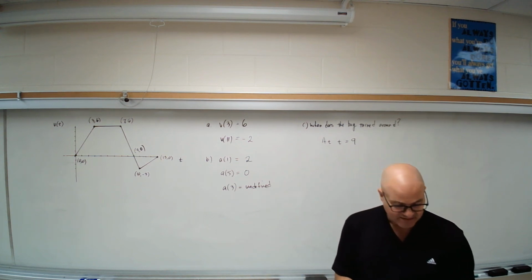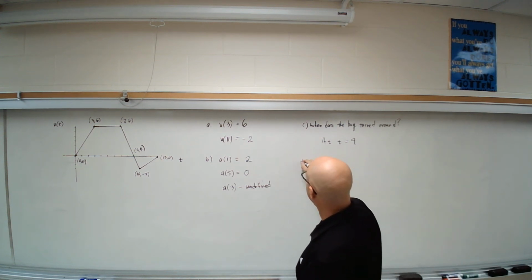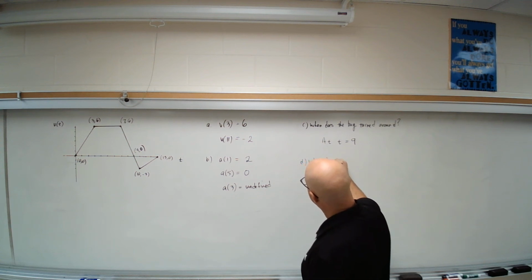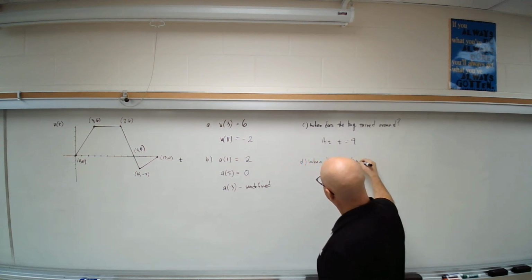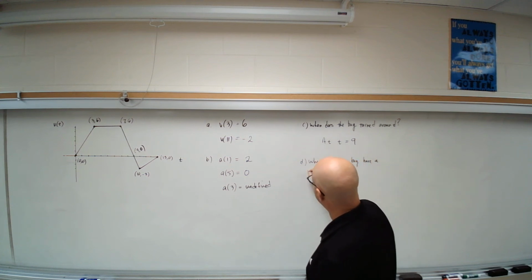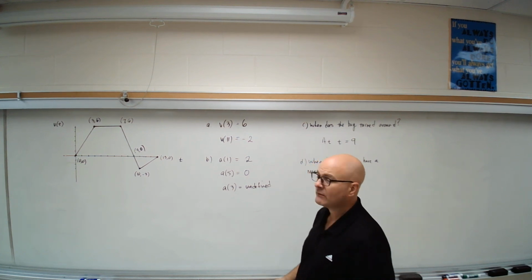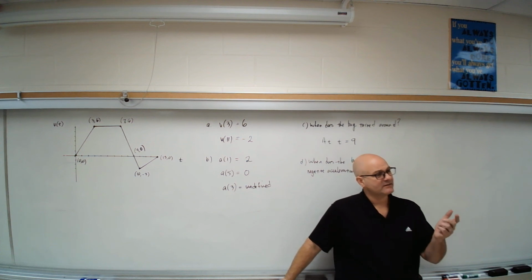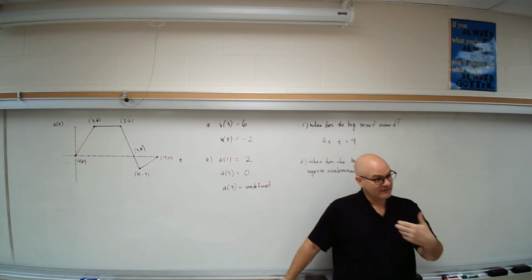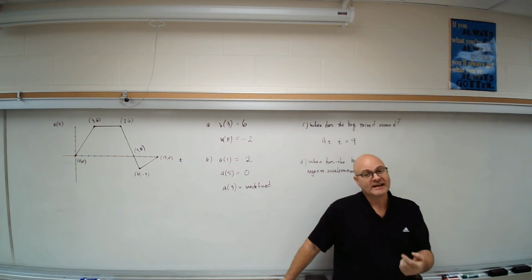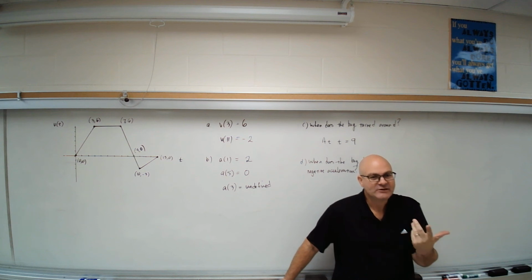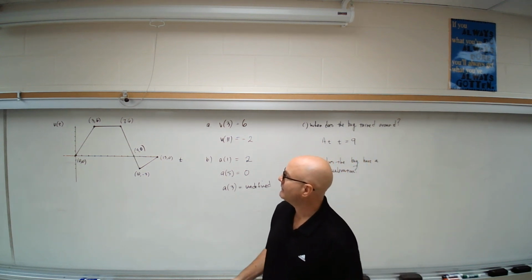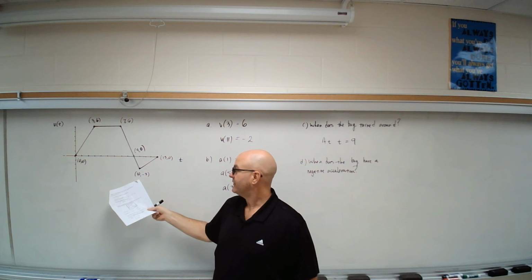And on what interval does the bug have a negative acceleration? So when does the bug have a negative acceleration? Well, what's acceleration? It's the slope of the velocity, correct? So what it's really saying is when does that graph have a negative slope? When's it decreasing? So that would be from 7 to 10.